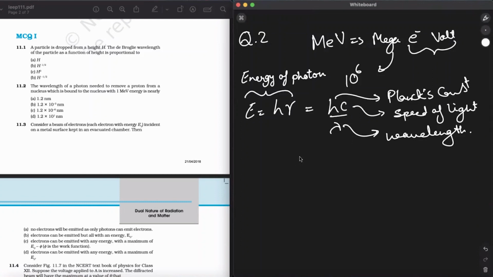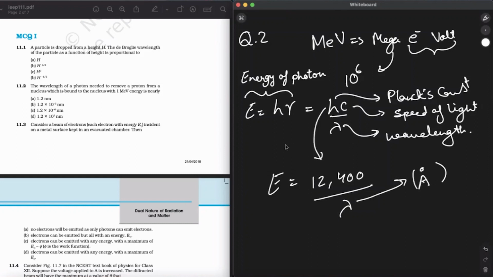Now, in electron volt, we have to calculate. We have different forms for it, like you can write it as 12,400, but in this case, the lambda that you put in here should be in angstrom. So basically, you put the value of h. h is 6.6 into 10 raised to the power of minus 34 joule second. And c is in meter per second, 3 into 10 raised to the power of 8. When you put lambda in angstrom, you get the energy in electron volt. These are just to make your work easier, because usually lambda is in angstrom or in nanometer, not in meters.